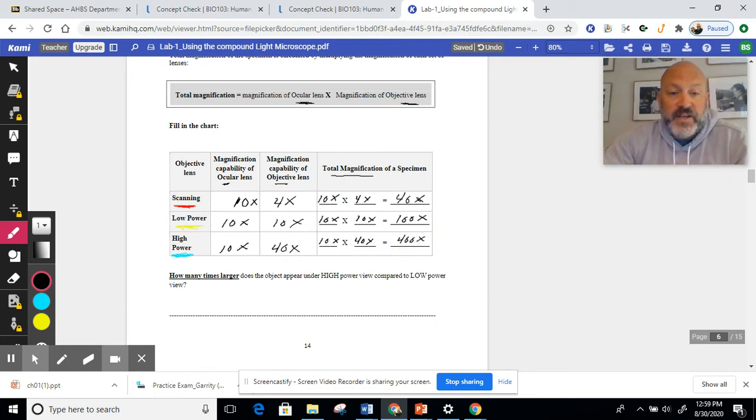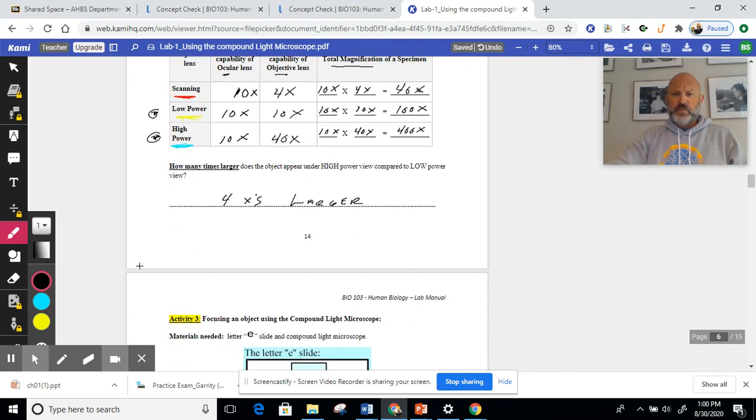So this question now states, how many times larger does the object appear on high power compared to low power? How many times larger? Well, low power magnifies the image 100 times. High power magnifies the image 400 times. Well, 400 times is 4 times larger than 100 times, right? So it will appear 4 times larger when using high power compared to when you're using low power.